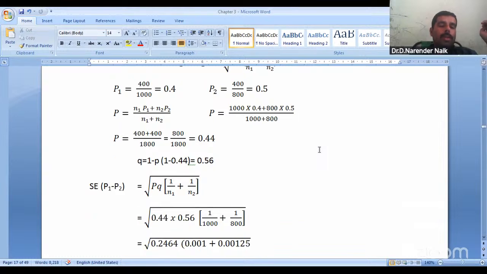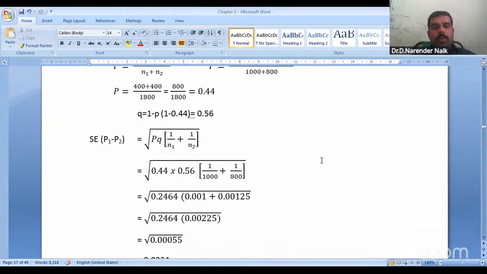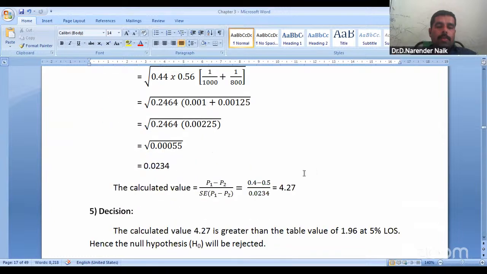Then Q is equal to 1 minus P, 1 minus 0.44, which is equal to 0.56. Standard error P1 minus P2 is equal to under root PQ into 1 by N1 plus 1 by N2, that is 0.44 into 0.56 into 1 by 1000 plus 1 by 800. So the final answer is 0.0234. Calculated value is equal to P1 minus P2 divided by standard error P1 minus P2, which is 0.4 minus 0.5 divided by 0.0234, equal to 4.27.